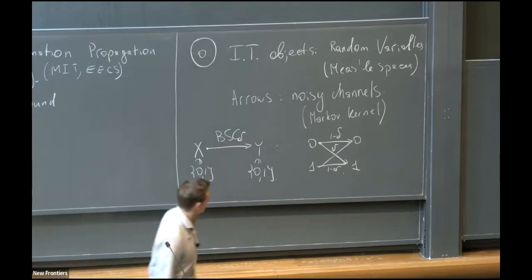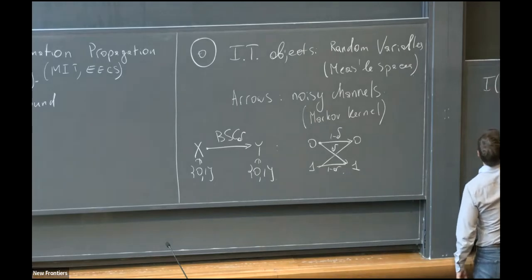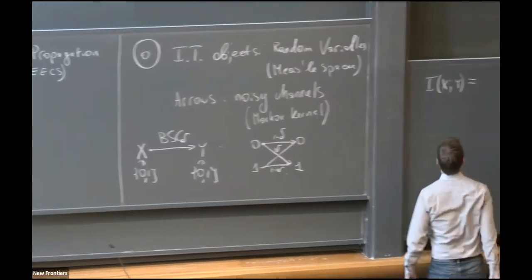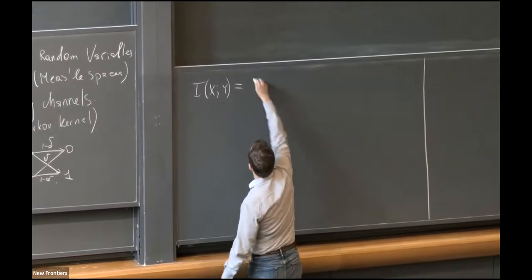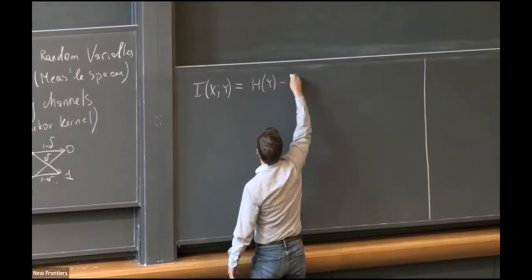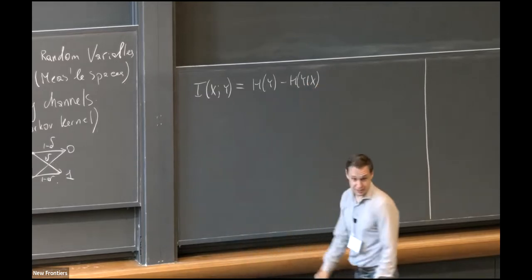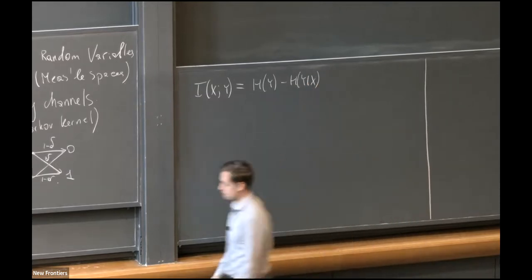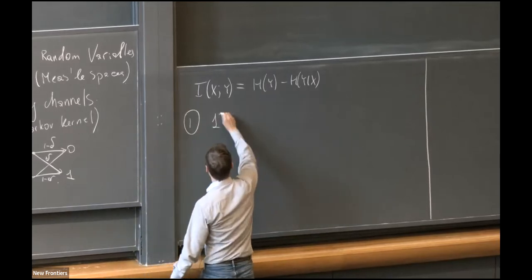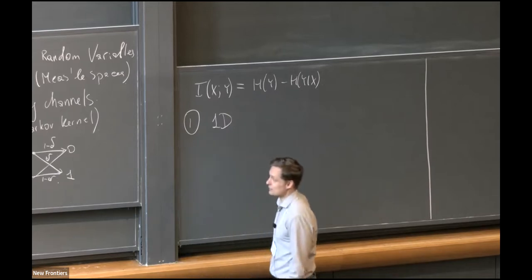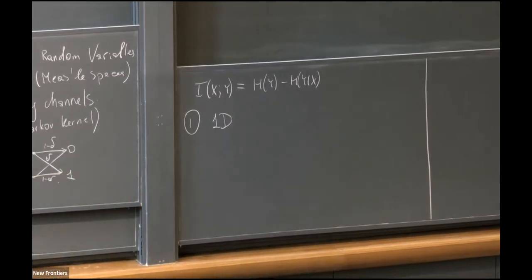Another piece of background, which I hope most people have seen before: when I write I(X;Y) for two random variables, what I mean is the difference of entropies. This is just the classical Shannon mutual information.